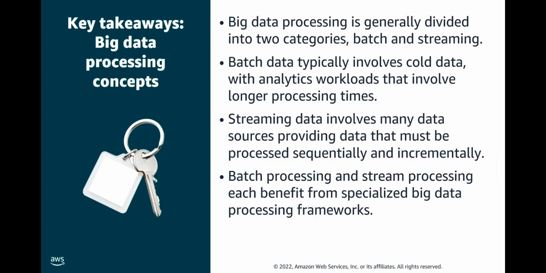Here are a few key points to summarize this section. Big data processing is generally divided into two categories based on data type: batch and streaming. Batch data typically involves infrequently accessed cold data, and analytics workloads often involve longer processing times. Streaming data involves numerous hot, or frequently accessed, data sources. The data must be processed in a sequential and incremental fashion. Batch processing and stream processing each benefit from specialized big data processing frameworks that are tailored to their processing needs.